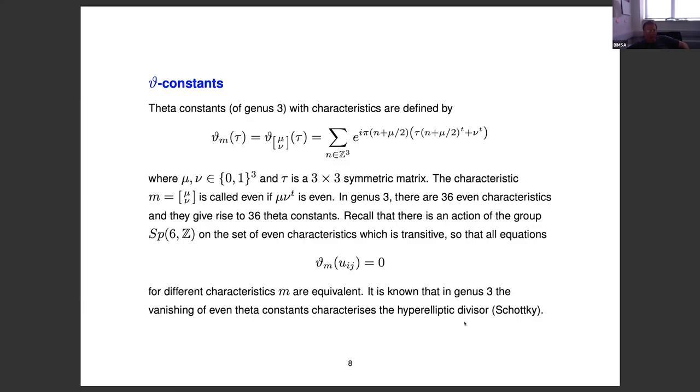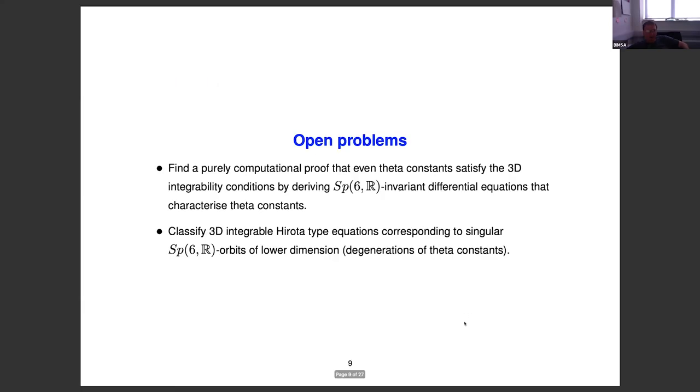the question. There are some open problems here. It would be really desirable to find a purely computational proof that theta constants satisfy the corresponding integrability conditions. But this turns out to be tricky for one reason. I don't want to stop on this, but it would be good to prove that theta constants satisfy integrability conditions.